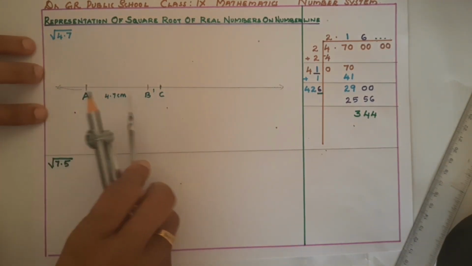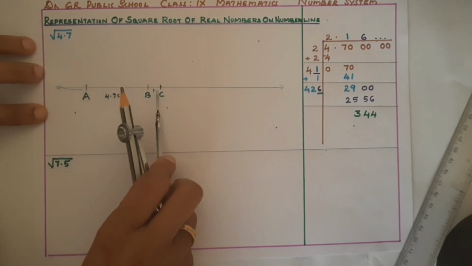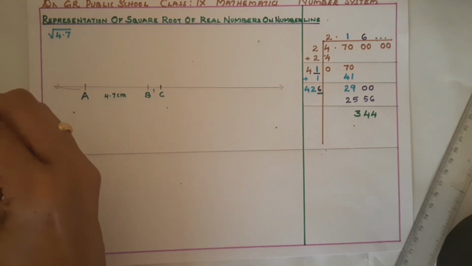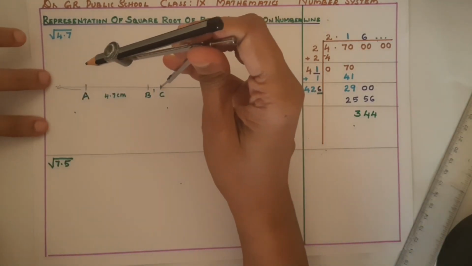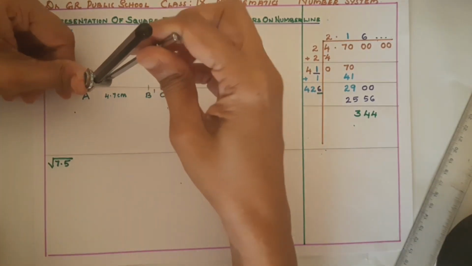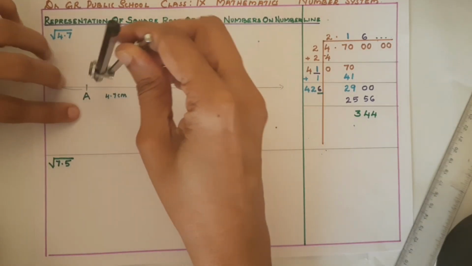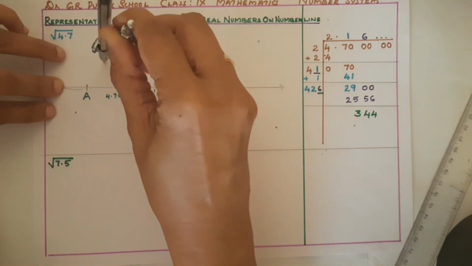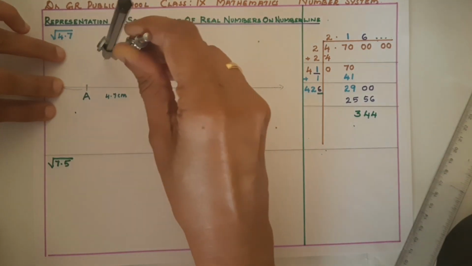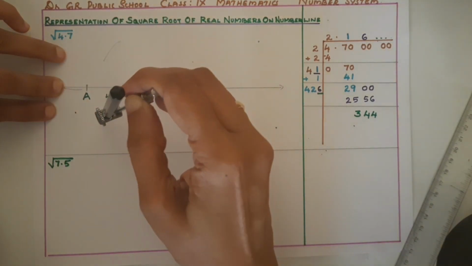Don't take it as A and B. We have to take A as well as C. How can we take? In the compass you have to take more than half of this AC. Just more than half of AC. Here one arc. Okay, children. Here one arc. Then down another arc.